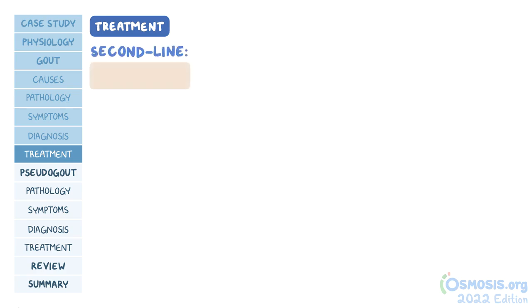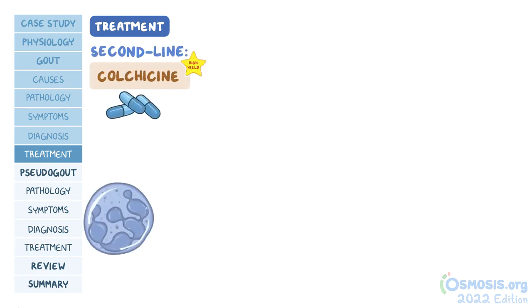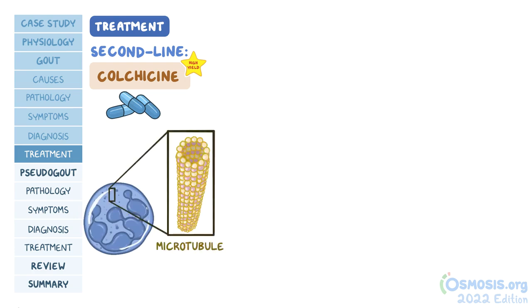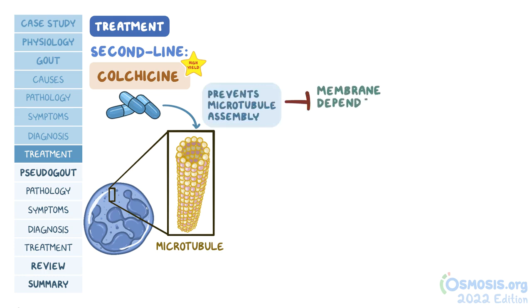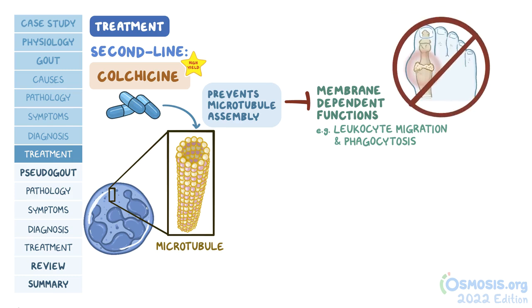Second-line medication includes colchicine. Colchicine binds to the protein subunit of the neutrophil's microtubules, which are part of the cellular cytoskeleton, and prevents microtubule assembly. This, in turn, disrupts membrane-dependent functions like leukocyte migration and phagocytosis. This means that neutrophils won't be able to come to the site of the injury and process monosodium urate crystals, and subsequently cause gout attack symptoms.